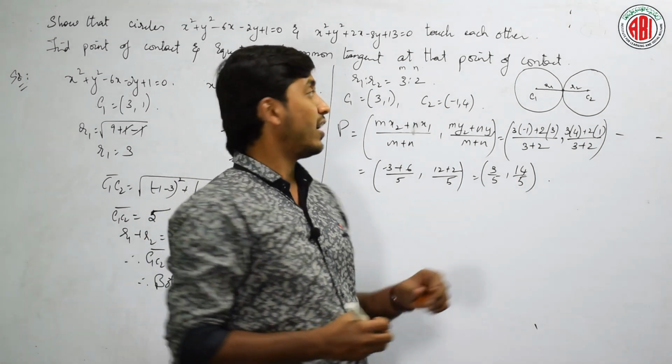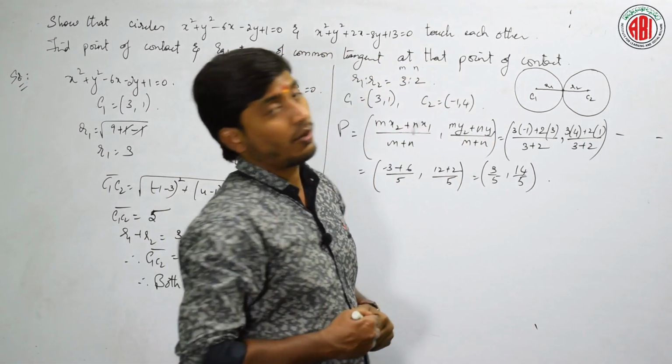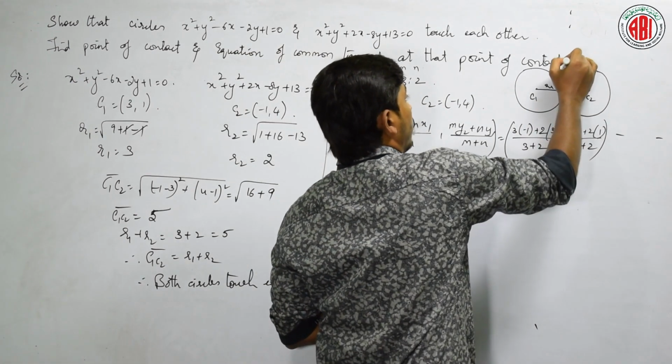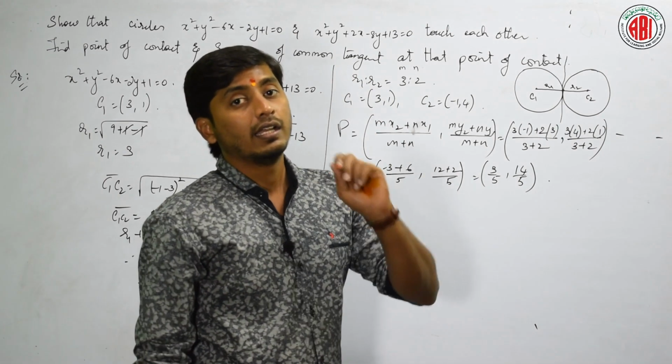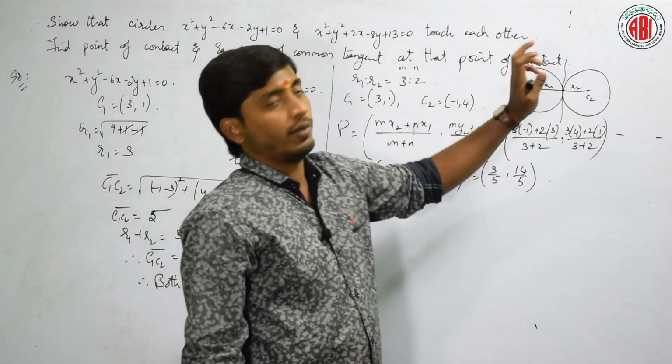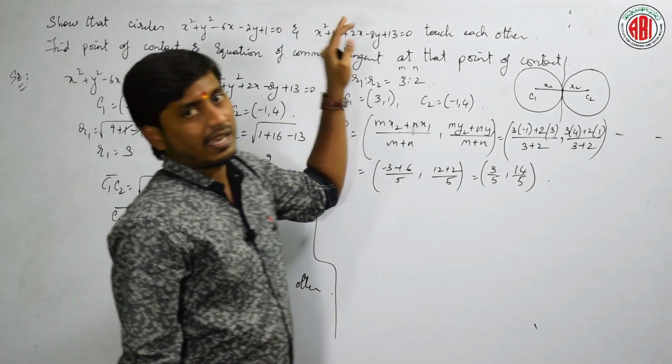Yes, what is it that we have to find next now? We have to find the common tangent at the point of contact. How many common tangents do we have? 1, 2 and 3, but he is specifically asking for the tangent at this common point. So you can use this point, take one of the circles and find the tangent.